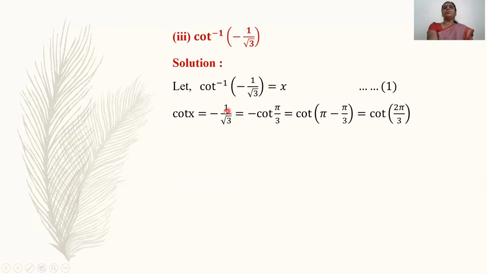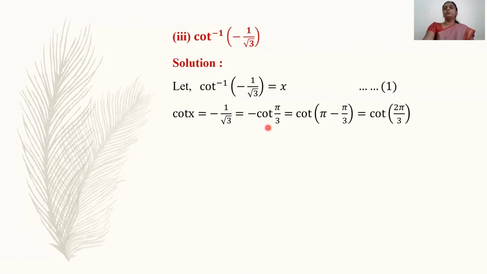This is value of cot 60, because tan 60 is root 3 and cot is reciprocal of tan. If we take reciprocal of tan, 1 upon tan, then that will be 1 upon root 3, and 1 upon tan means cot. Therefore, value of cot pi by 3, or cot 60, is 1 upon root 3. Therefore, for this 1 upon root 3, you keep cot pi by 3.